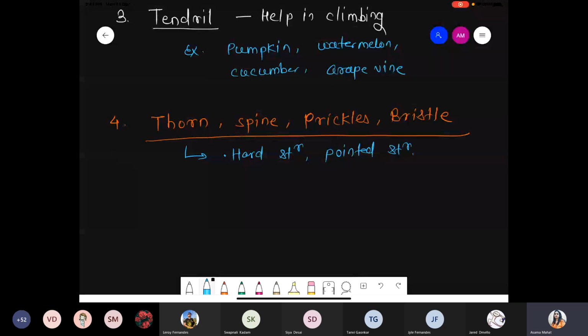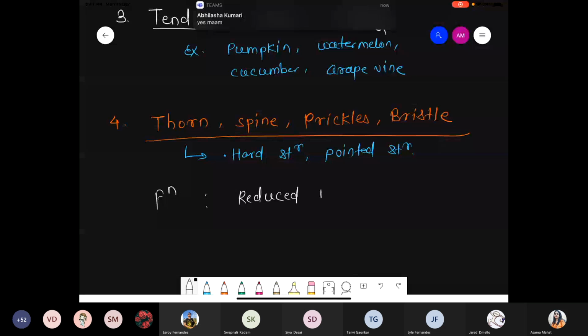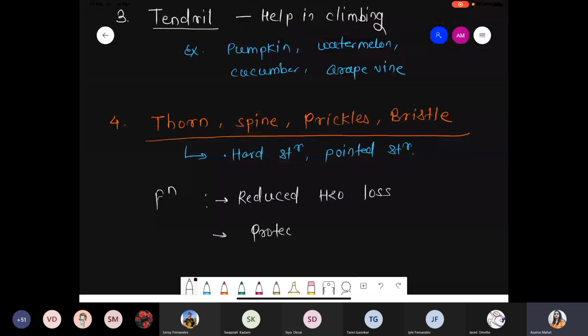Number one, all these thorns, spines, prickles, as well as bristles, they reduce water loss. First point. And the second function, ultimately, they are involved in protection from browsing animals. That's it. Very simple. Done?